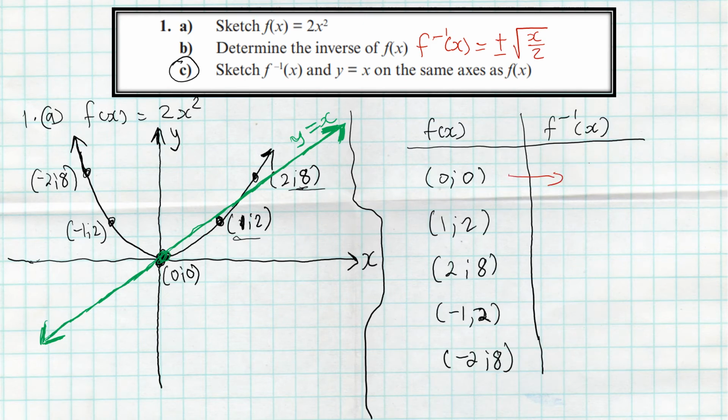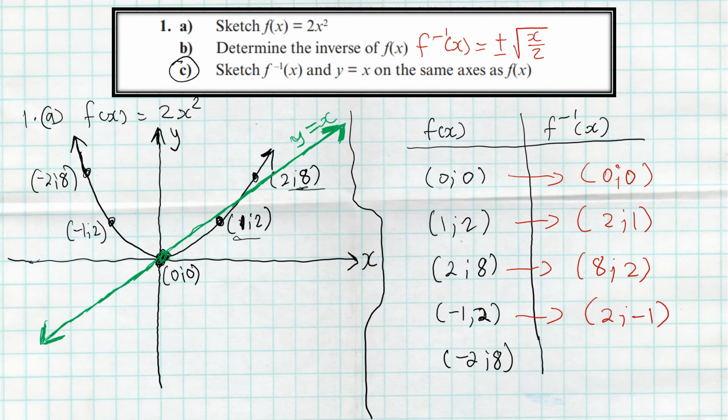If I swap this point to get the one for the inverse, it remains 0 and 0, because even if you swap 0 and 0, it is 0 and 0. This one, when swapped, is 2 and 1, and this one is 8 and 2. This one is 2 and minus 1, and this one is 8 and minus 2. So these are the points for the inverse. You just need to swap the points of the original graph in order to sketch the inverse.